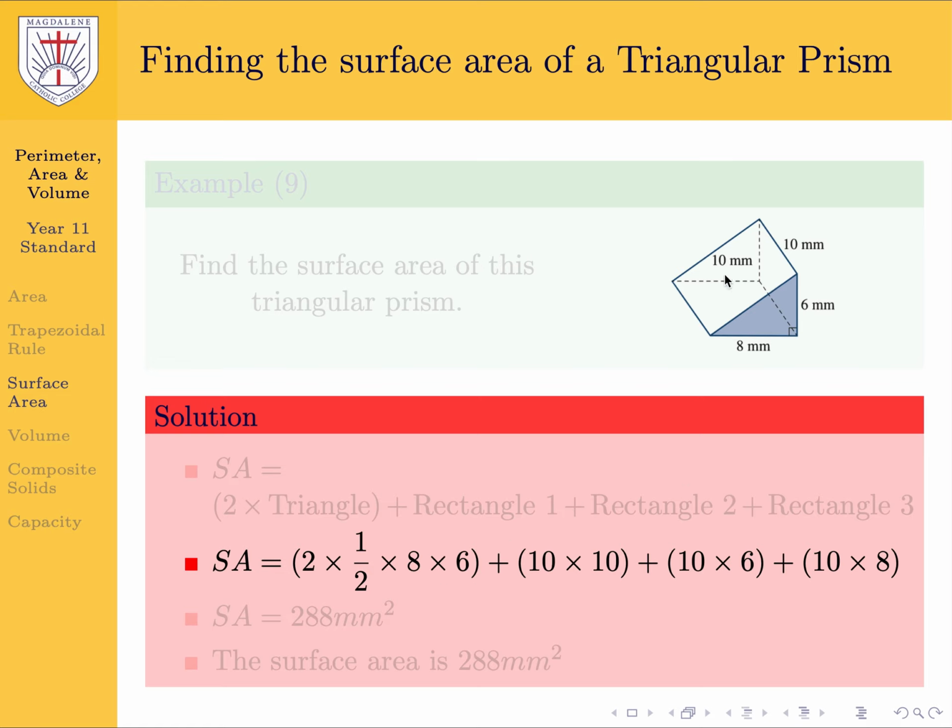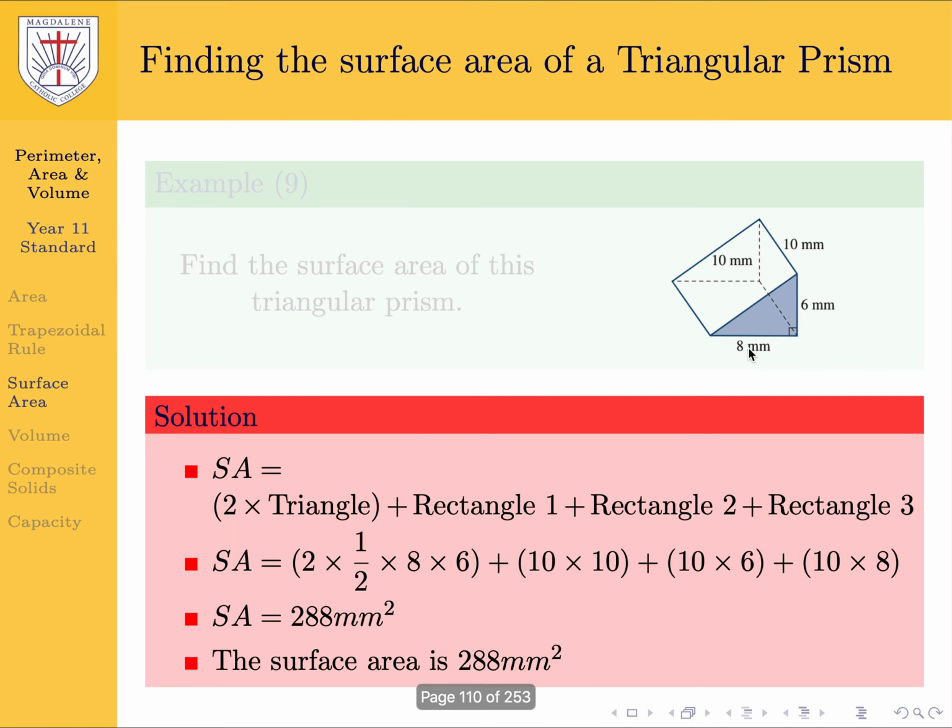And then we've got this rectangle, which is 10 by 10. And then we've got this one, which is 10 by 6. And then the base, which is 10 in this distance by 8. And when we type that into the calculator, we end up getting 288 millimeters squared, which is, of course, the surface area.